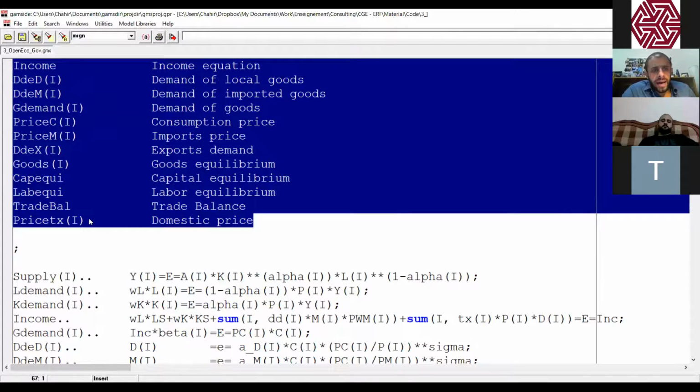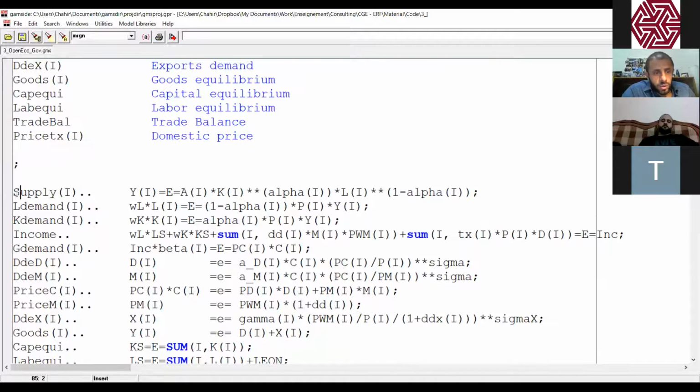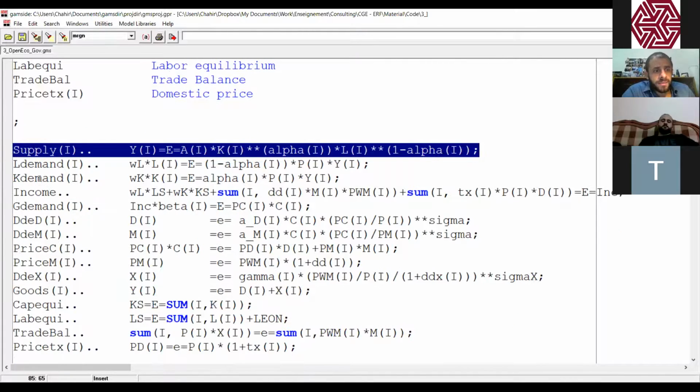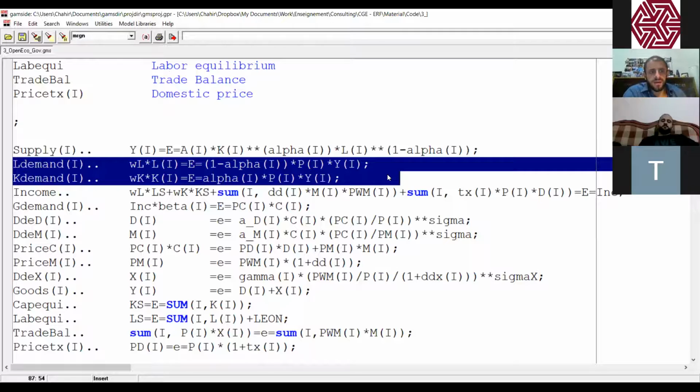And then we start with the mathematical statement of the model. So the supply is identical, nothing has changed. Labor demand and capital demand are identical again, with the only difference that I replaced the R with WK, but other than this, it's the same.